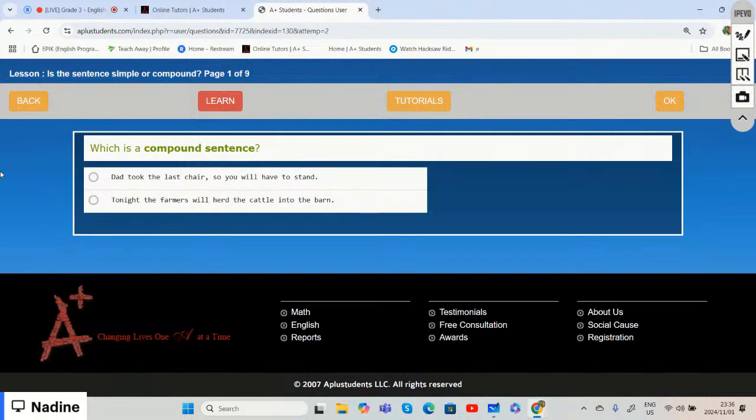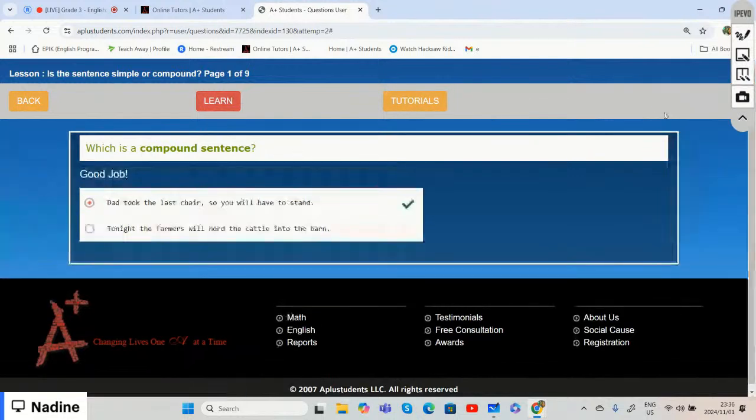All right, and if we were to choose the correct option, then yes, we will say option one is our compound sentence. It has two simple sentences and it is joined by a conjunction. Yes, well done. Dad took the last chair. So, our conjunction, you will have to stand. So, well done. Option one is correct. Well done.